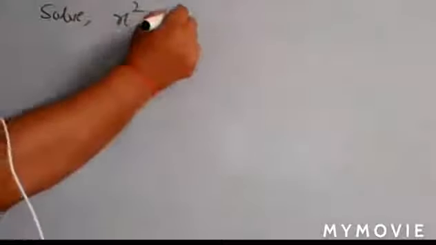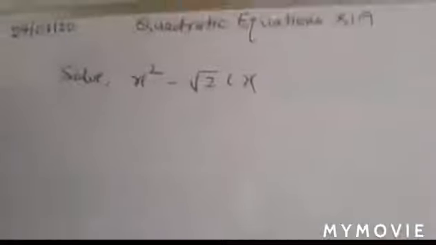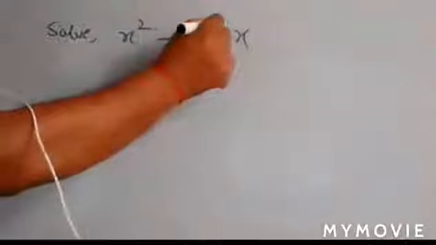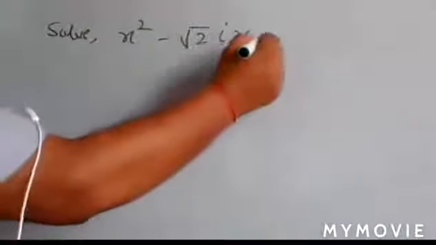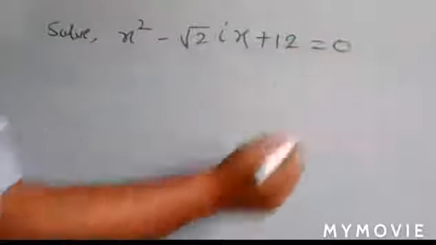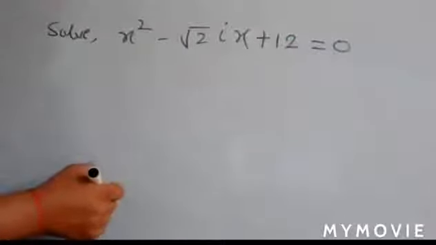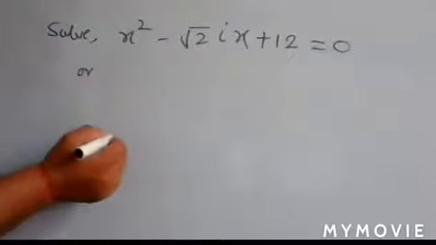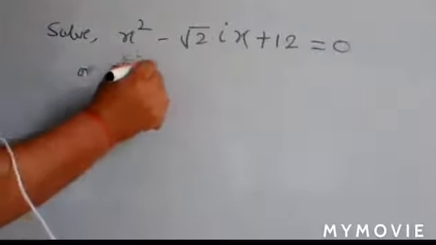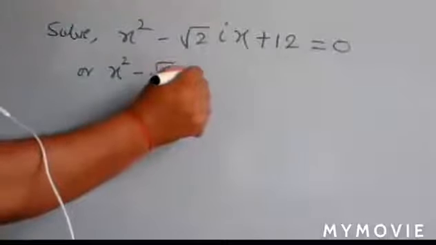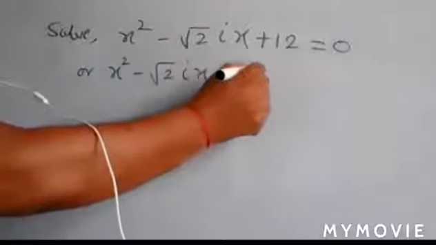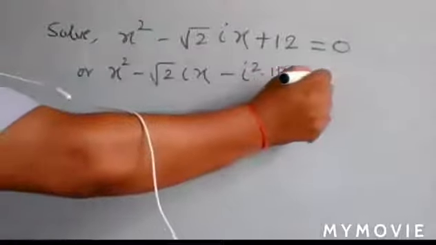Solve x square minus root 2ix plus 12 is equal to 0. That can be written as x square minus root 2i into x minus i square into 12, that is equal to 0.